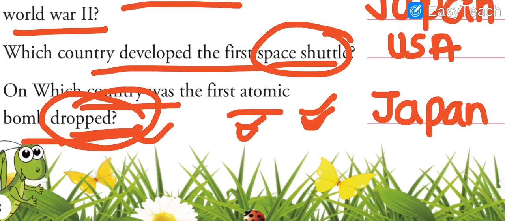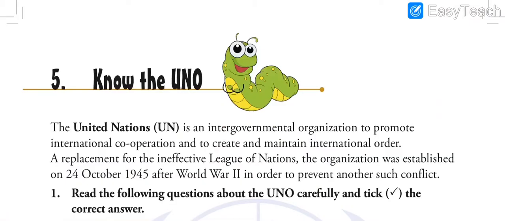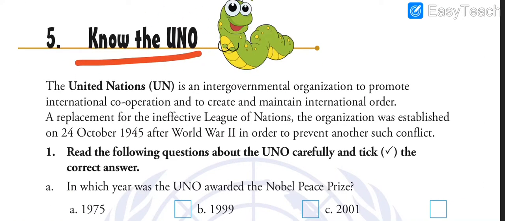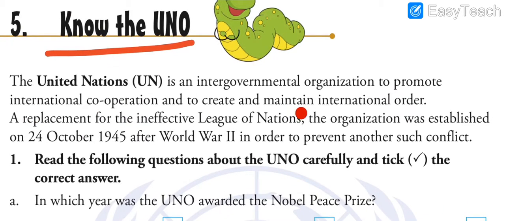Moving ahead to our next chapter, let us know the UNO. It is a very important topic. United Nations Organization is an intergovernmental organization to promote international cooperation and to create and maintain international order. A replacement for the ineffective League of Nations, the organization was established on 24th October 1945, after World War II, in order to prevent another such conflict, because there were many conflicts before. So in order to avoid these types of conflicts, it is an international intergovernmental organization.